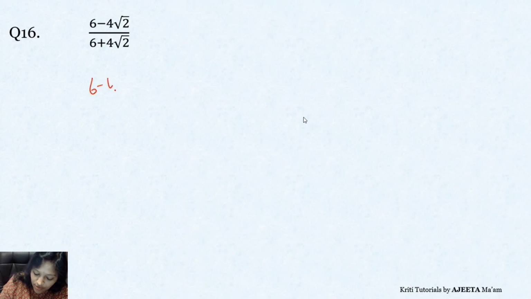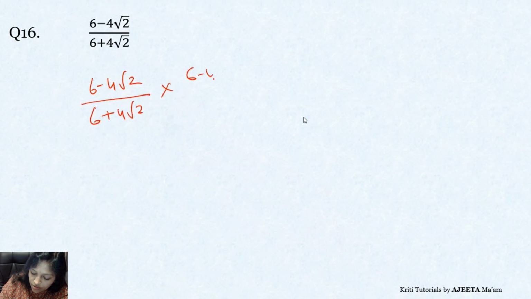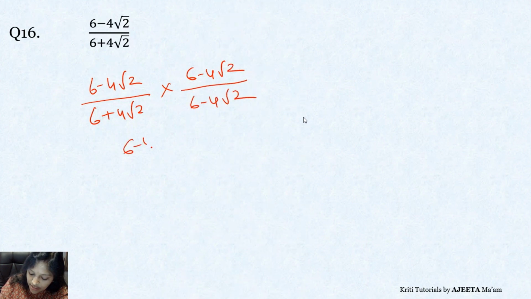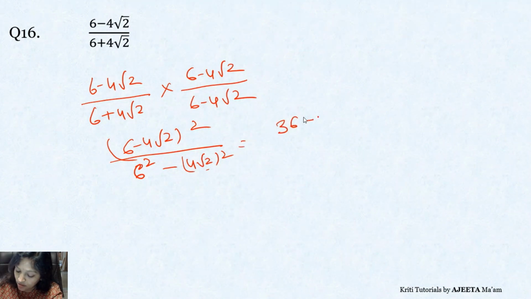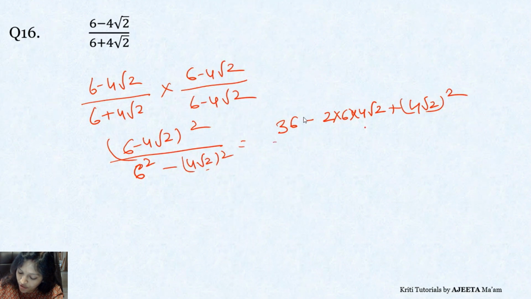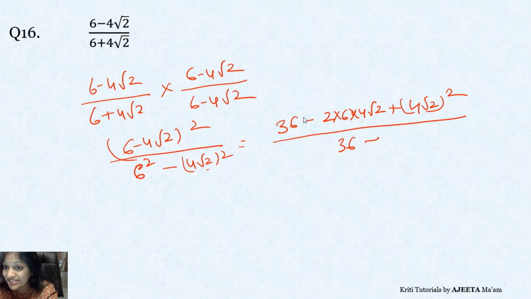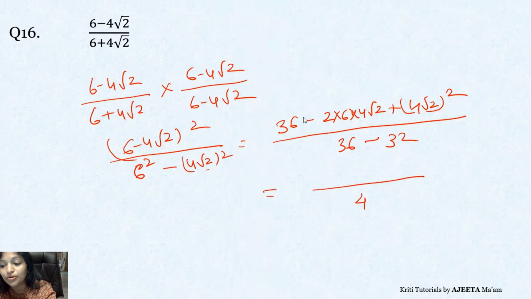So you will rationalize it with the opposite sign again. So 6 minus 4 root 2 for rationalization. So what will you get here? 6 minus 4 root 2 whole square. Now here you get 6 square minus 4 root 2 square. So 36 minus 2ab plus 4 root 2 square. So here what will you get? 36 minus 32: 4 4s are 16, 16 into 2 is 32. So you get a very good, simple number, 4.